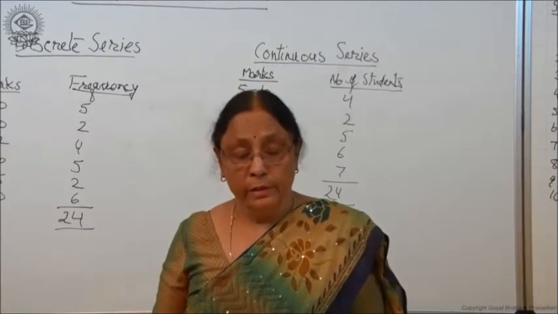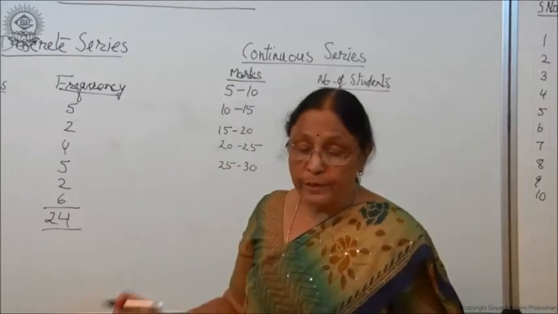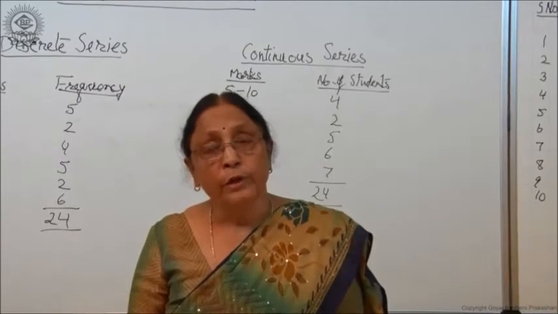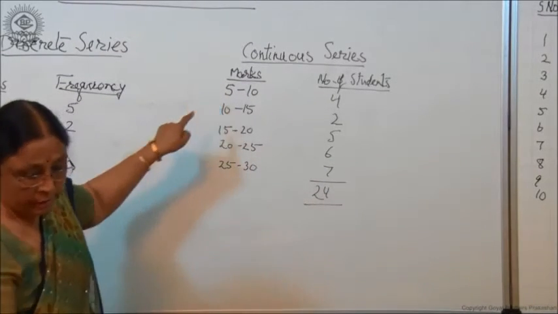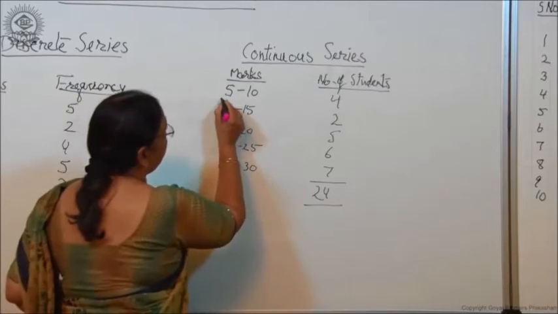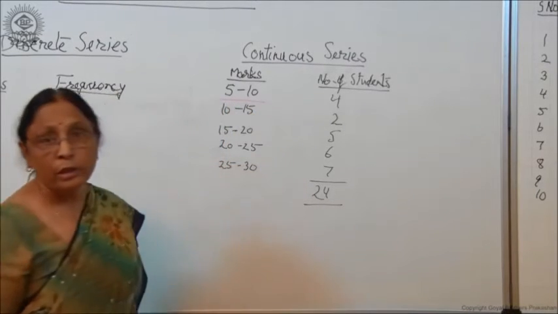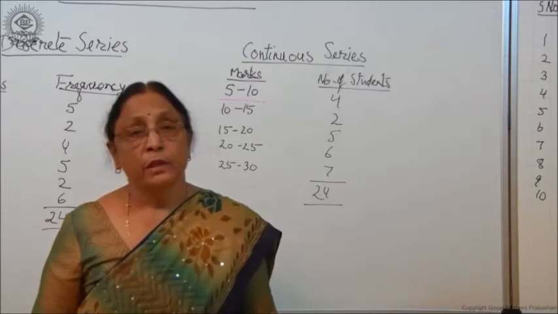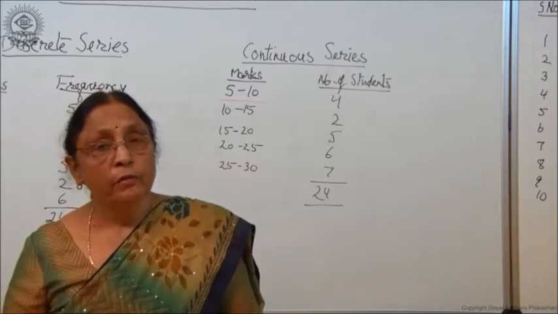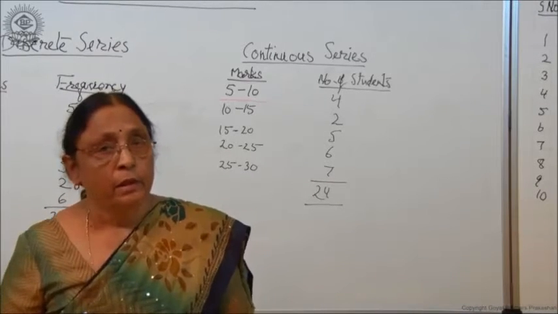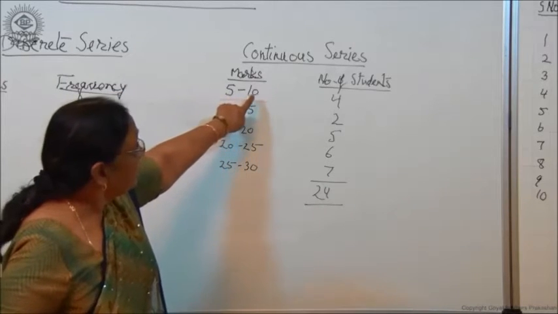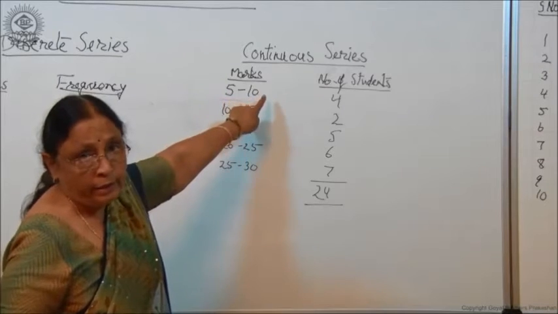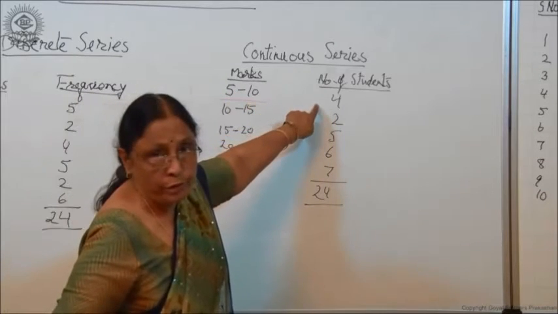A class represents a range of particular values. Here, this is a class. This is 5 to 10. This is a particular class. That means the range of marks is between 5 to 10. That means children are scoring marks not less than 5 and not more than 10. In this category, we have 4 students.